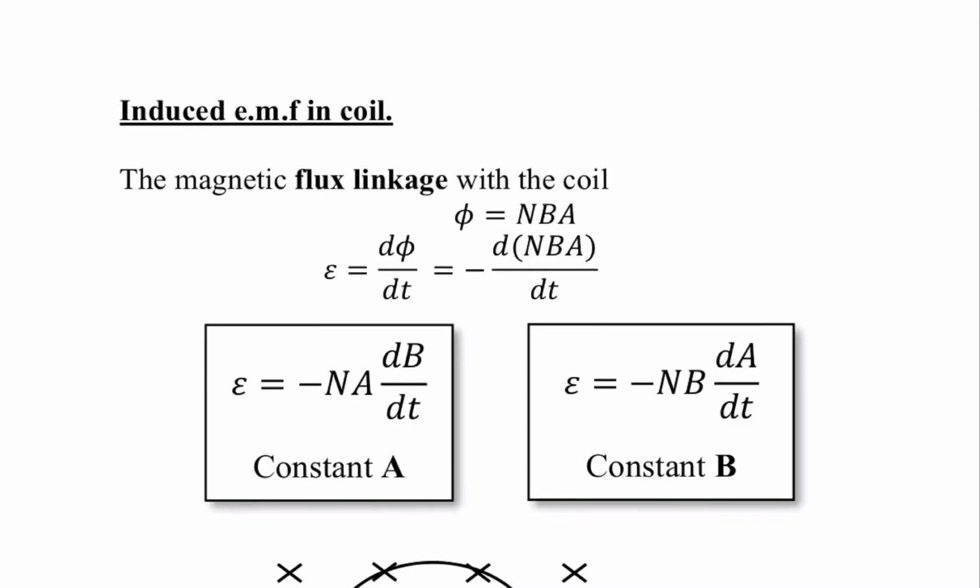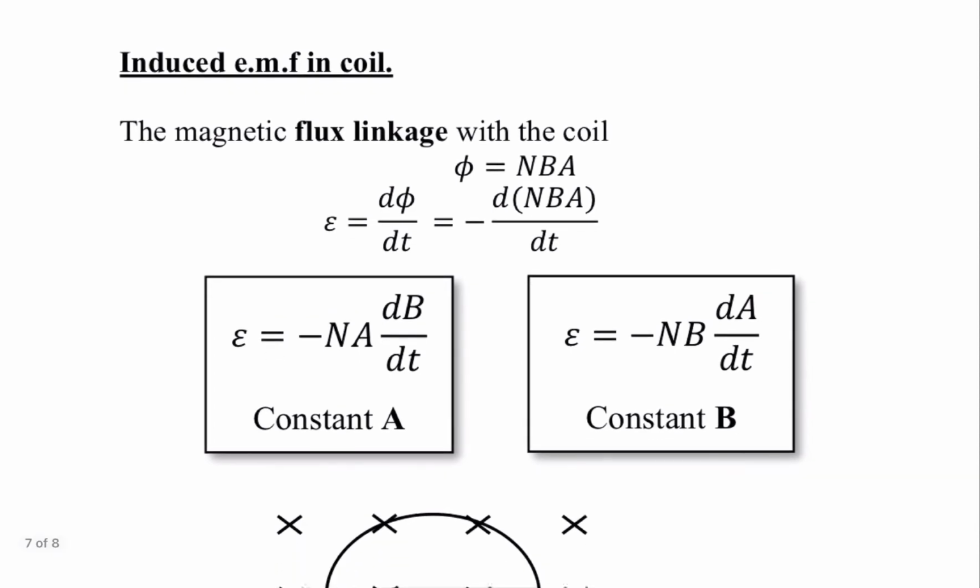Hi, so there are three cases in how induced EMF will be produced. One is in the coil, straight conducting wire, then we have a rotating coil. But first we are going to focus on induced EMF in the coil. So basically, we say here we have magnetic flux linkage with the coil.